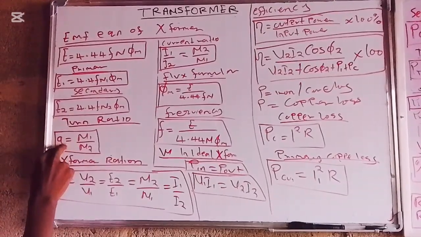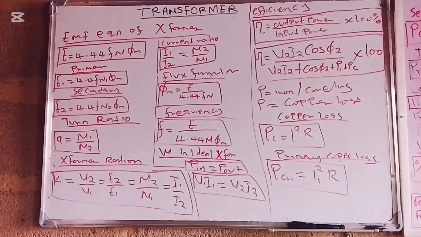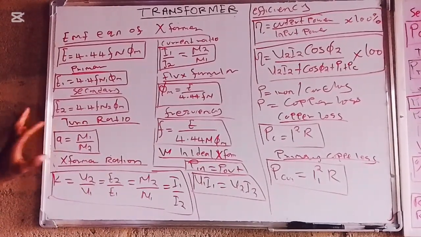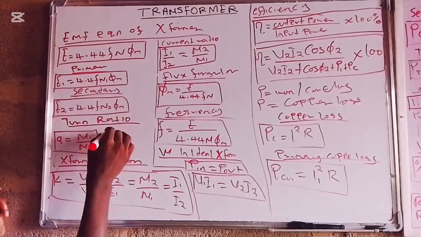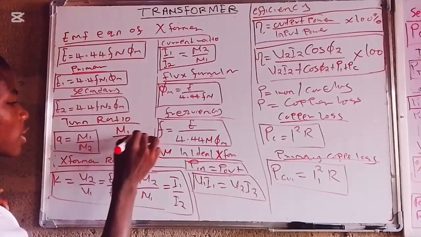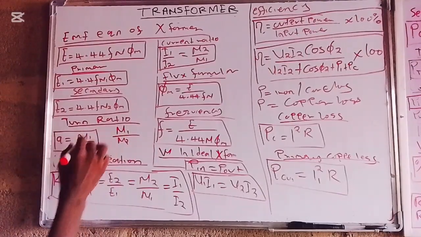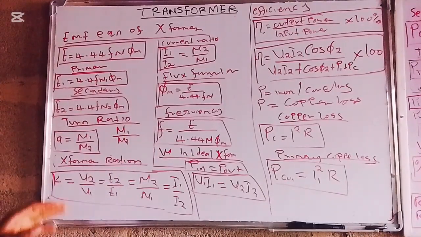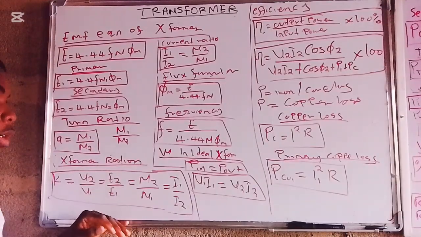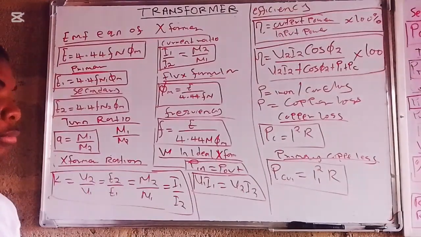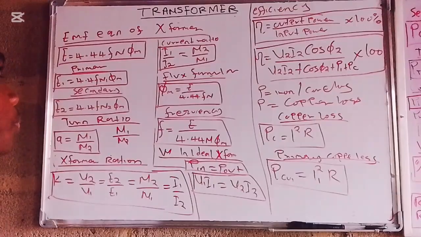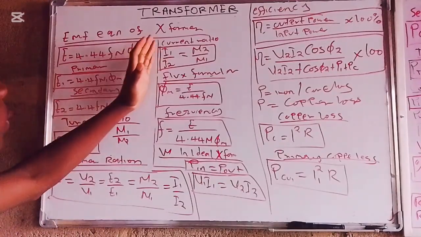After then, for the turn ratio, if we are going to find the turn ratio of a transformer, we have to say the number of primary divided by the number of secondary. So we have the transformer relation, which is the formula V2 by V1, E2 by E1, N2 by N1, I1 by I2.